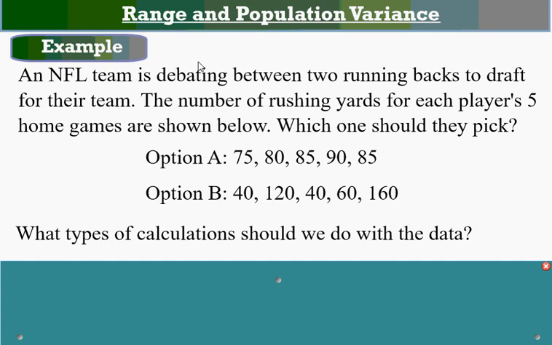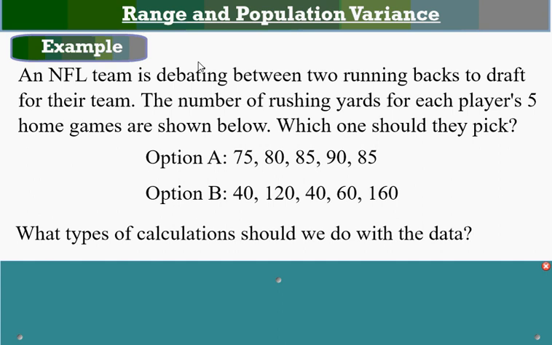The situation here is an NFL team is debating between two running backs to draft for their team. The number of rushing yards for each player in all 5 of their home games from the prior year are shown below. Which one should they pick? So option A or option B. What type of calculations do you think the NFL owners and the coaches would do?